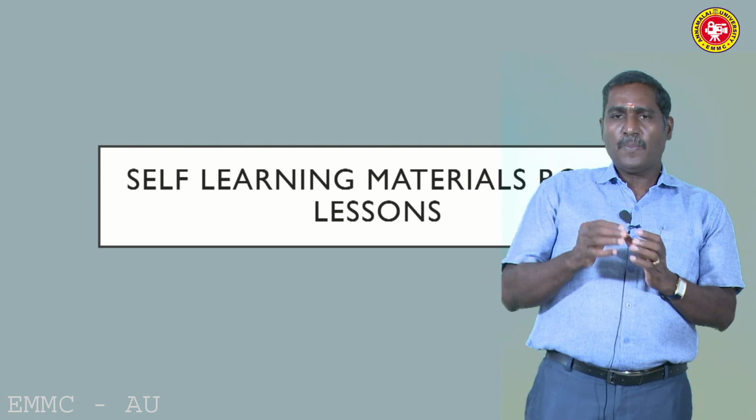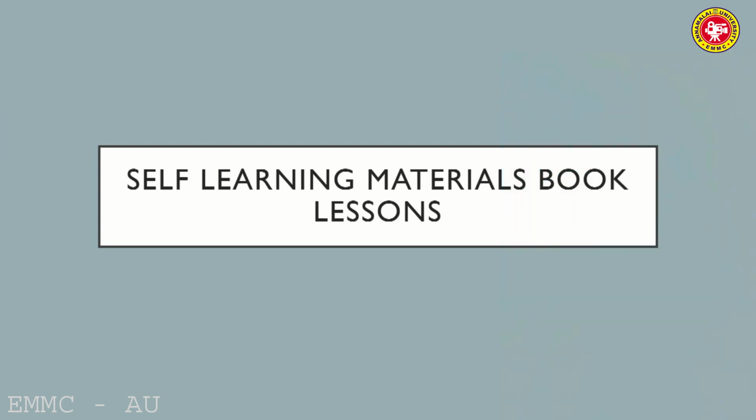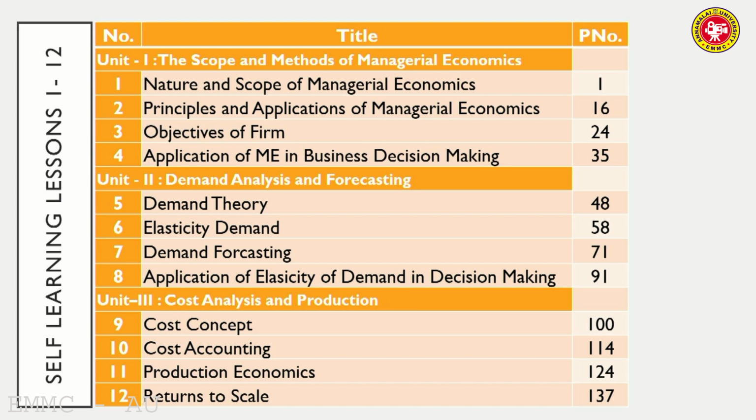And the lessons that follow, the self-learning material, are of great use to you, and you can refer to our study material, which has the lessons. You can read or you can refer from the slide. The first 12 lessons are: nature and scope of managerial economics, principles and application of managerial economics, objective of the firms, and application of managerial economics in business decision. These are the 4 lessons forming part of the first unit. And you have unit 2, where demand analysis and forecasting is done. The 5th lesson is about demand theory, the 6th is elasticity of demand, the 7th is demand forecasting, and the 8th is application of elasticity of demand in decision making.